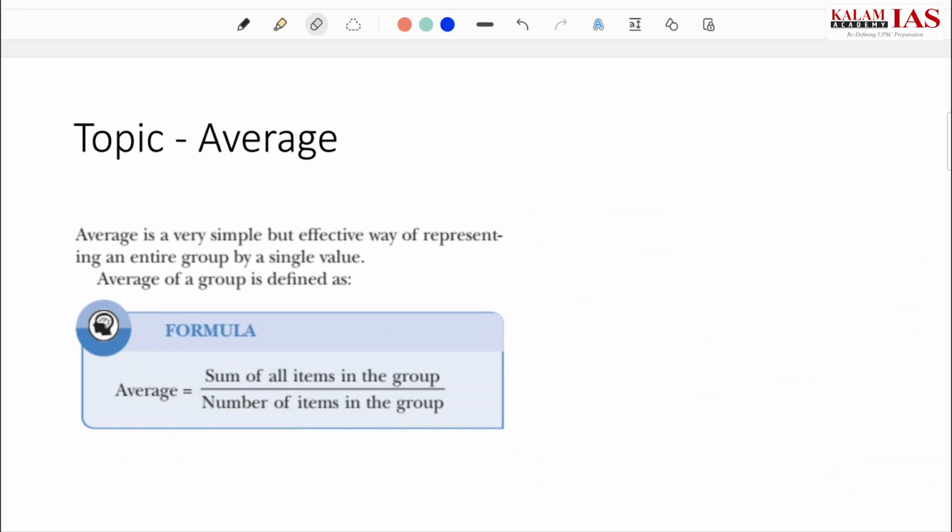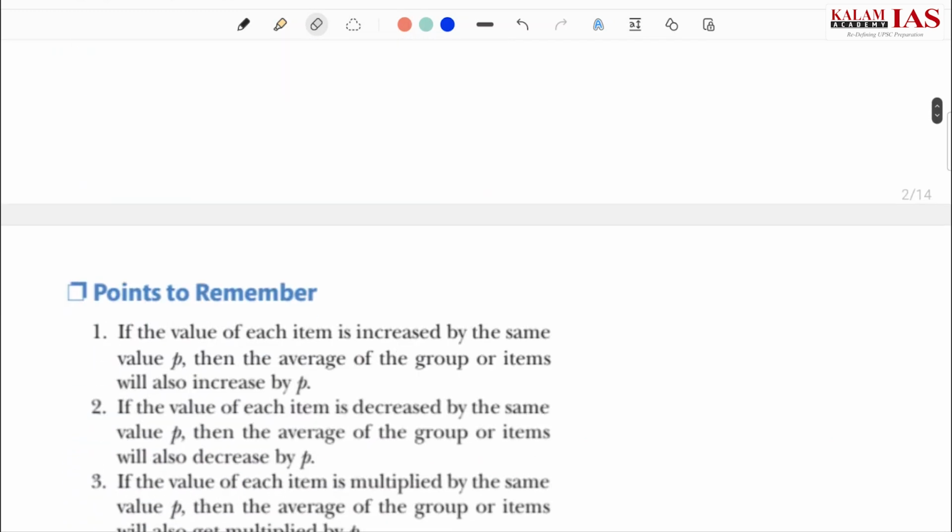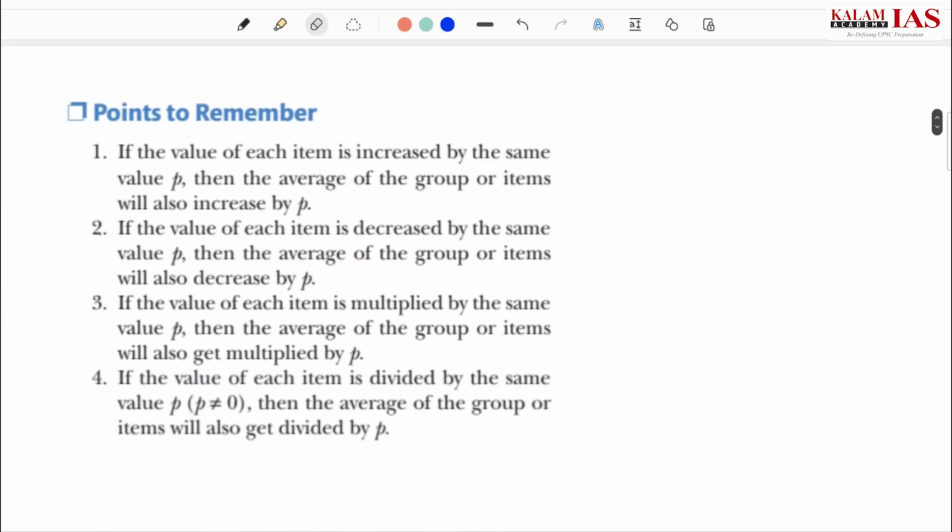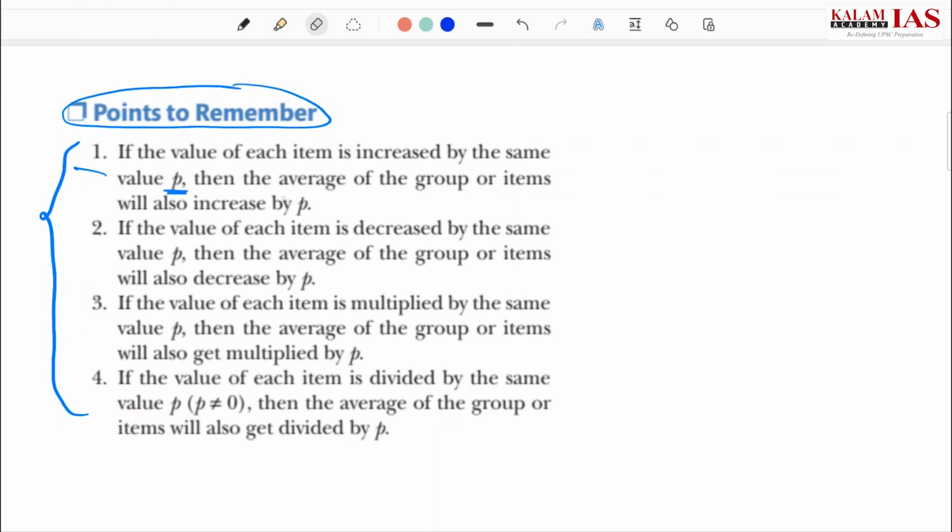There are a few more things related to this topic. Let's see them also. These are a few points that we must remember while attempting questions related to average. These are a few basic concepts which, if you recall, will help you in solving the problems very fast, and again the accuracy of your questions and answers will increase. The first point: if the value of each item is increased by the same value P, then the average of the group of items will also increase by P.